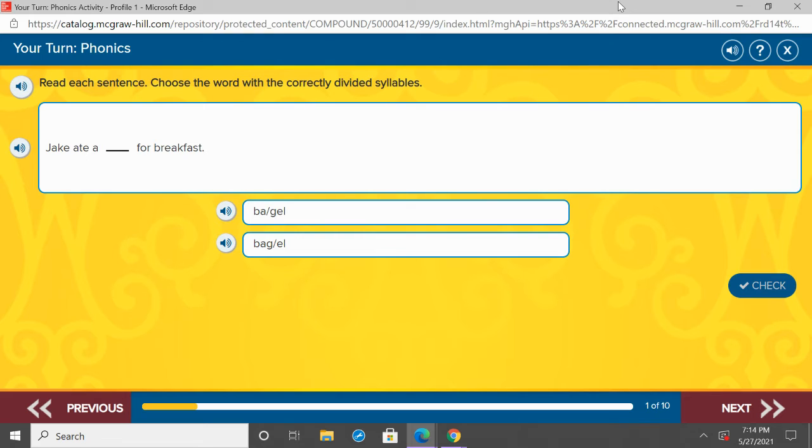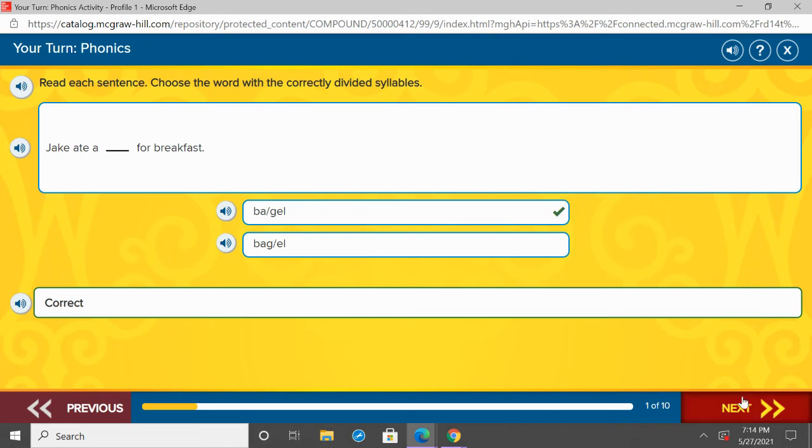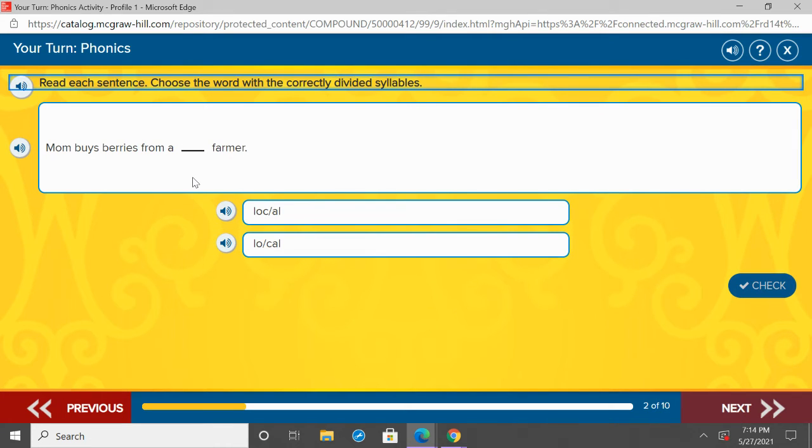So how are we going to divide the syllables in the word bagel? Well, I see that EL at the end, and I know that syllable is made up of that consonant EL. So this option right here just has EL, but I know it needs to have the consonant EL that makes up the syllable. This one has consonant EL. Bagel. That's how it should be divided. Good job.